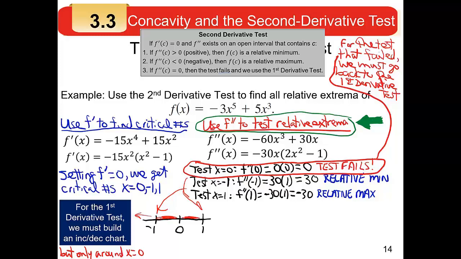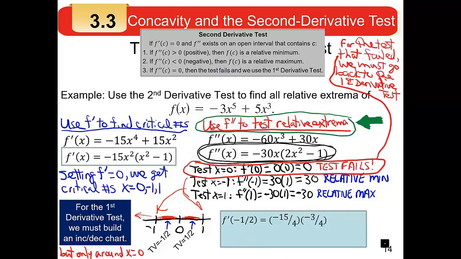So your test values still need to be between 0 and -1 on the left and 0 and 1 on the right. So you do need to put them all on there, but you don't have to test them all. The only ones you have to test are the ones around 0. You just need to make sure you don't go beyond to the left of -1 when you're doing a test value, nor to the right of +1 when you do a test value on the other side. So I chose between -1 and 0, I chose -1/2, and between 0 and 1, I chose +1/2.